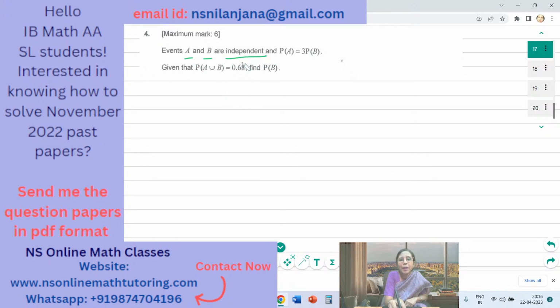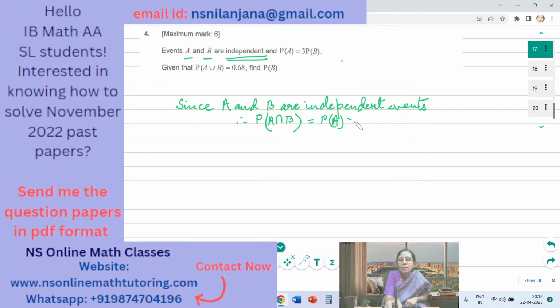Because these two are independent events, therefore, since A and B are independent events, P of A intersection B will be equal to P of A times P of B. And they have given this relation, P of A equal to 3 times P of B. Fine. Now we come to this.